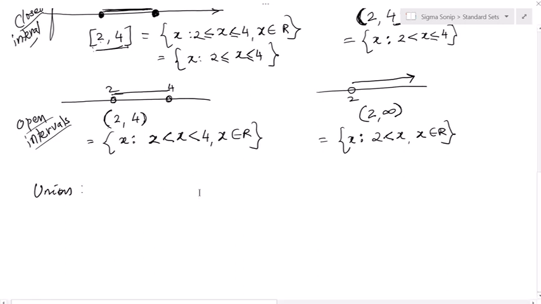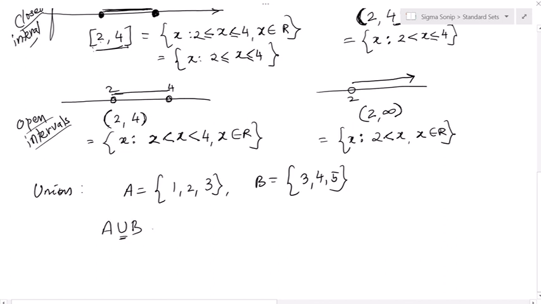Okay, so let's give it a go. Let's look at A. A is this set 1, 2, 3, and B is a set which is 3, 4, 5. Then A union B, and that's the notation for union, is you combine the two sets, but there's a 3 here, there's a 3 here as well, but we only write it once. That's A union B.